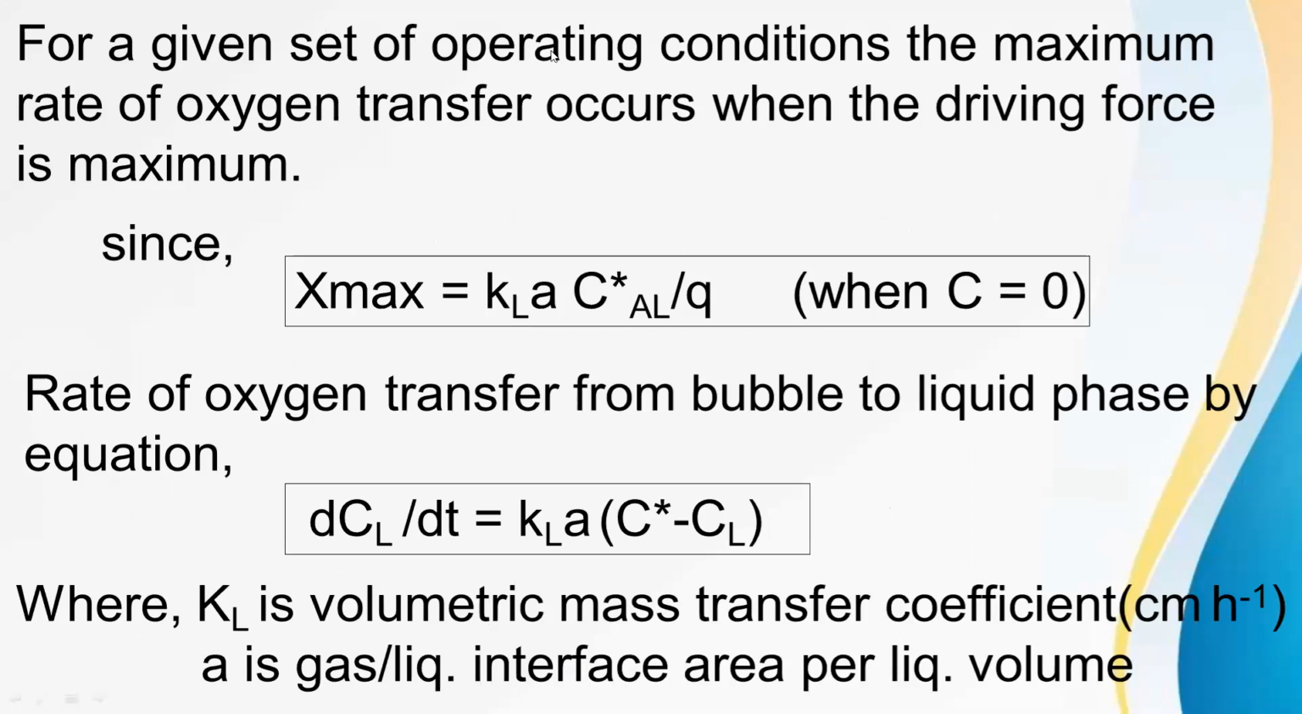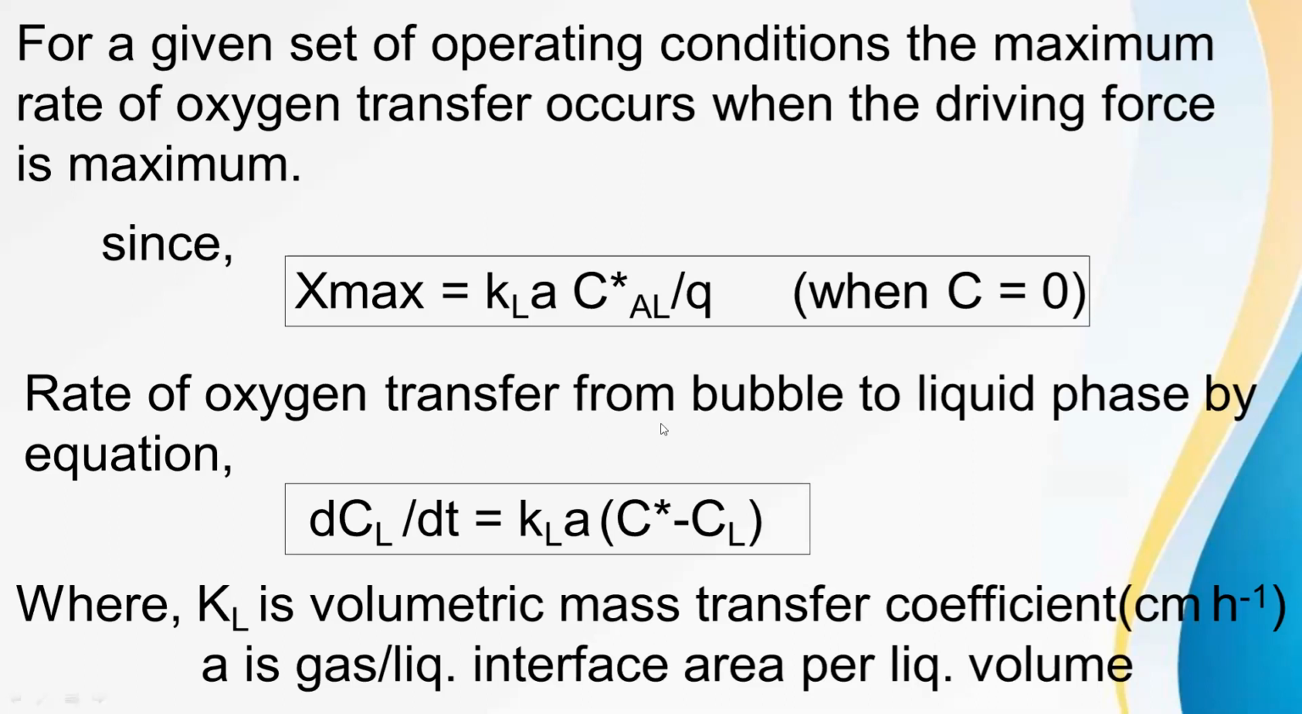Okay. So for a given set of operating conditions, the maximum rate of oxygen transfer occurs when the driving force is also maximum. X max is equal to KLA into C star AL divided by Q naught when C is equal to 0. So when C is 0, you get this equation. X max is the maximum cell concentration.